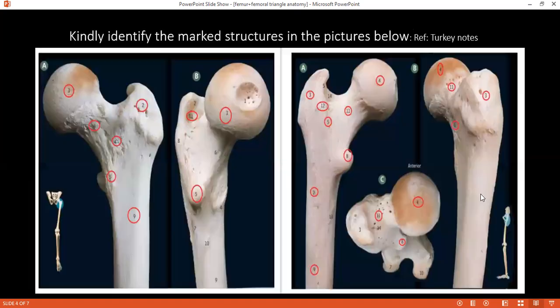Right. If you can, please look at this image and identify the lesser trochanter of the femur. Which one would that be? Lesser trochanter is number 5. Okay. What are the muscles which attach to the lesser trochanter of the femur? Psoas major and iliacus. Very good.